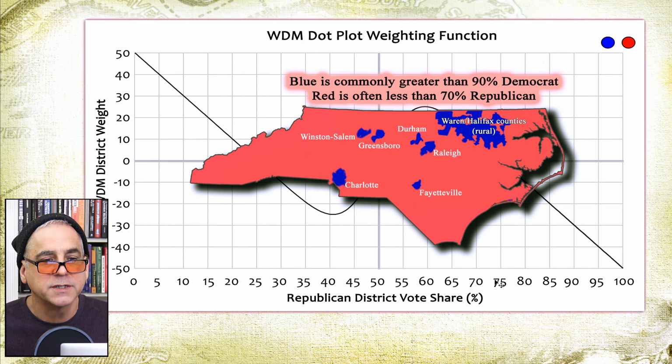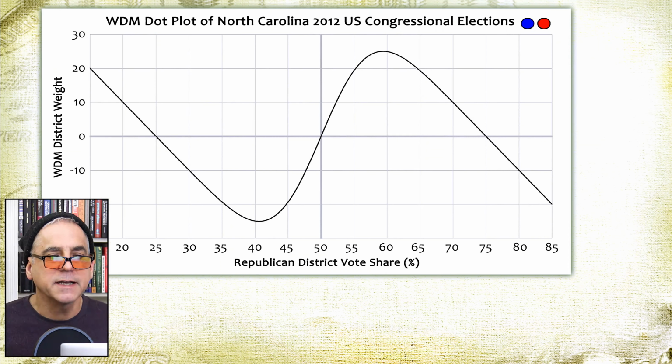This is why the weighted districts method uses Republican vote share on the dot plot x-axis. But to be clear, both parties gerrymander. This is not about Republicans or Democrats, as will be explained in the following example. Independent of which party creates it, a gerrymander hurts voters from both parties. So let's dig deeper into North Carolina and create a dot plot using North Carolina's U.S. congressional election results from 2012.